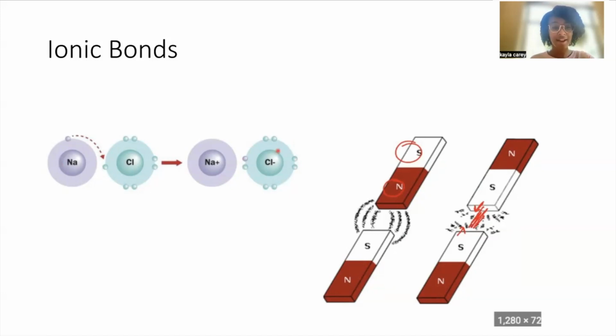A good way to think of ionic bonds is to think of a magnet. In order for a magnet to stick together, right, we need opposite sides. So opposite sides attract and same sides repel. So Cl is negatively charged, Na is positively charged, so they're oppositely charged, so they're going to want to stick together. So again, if both sides are positive, they will repel. If both sides are negative, they will repel. But if both sides are an opposite charge, they will attract.